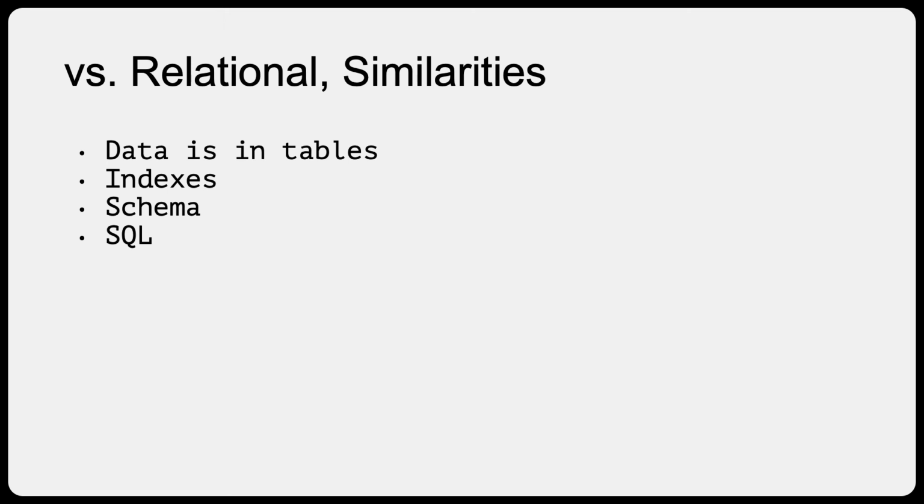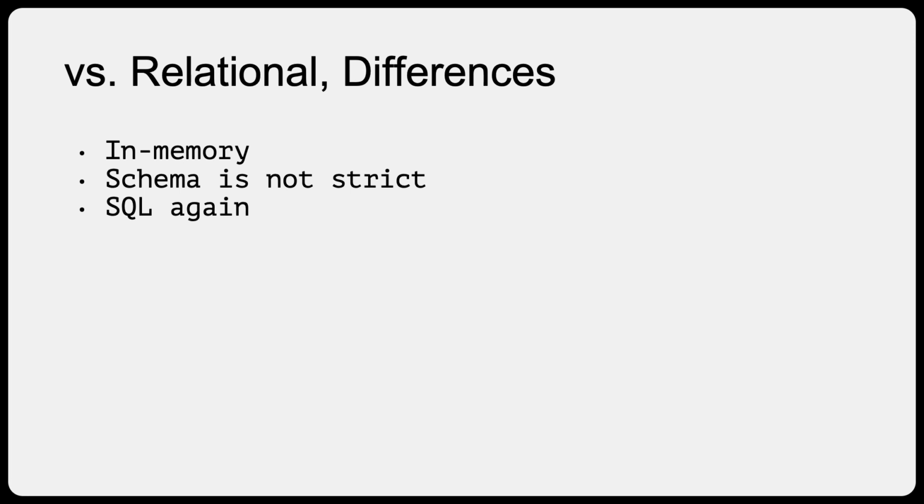If we're looking at Tarantool versus relational databases, the similarities are that the data is stored in tables or spaces in Tarantool. We both do indexes, we both do schemas and support SQL. But of course, the devil is in the details, and the differences are that we are an in-memory solution. Our schema is not strict, and SQL, even though it's supported, is not the main tool to communicate with the database.